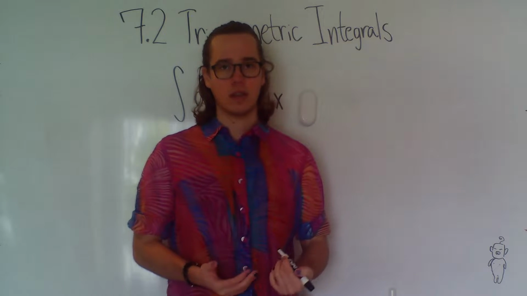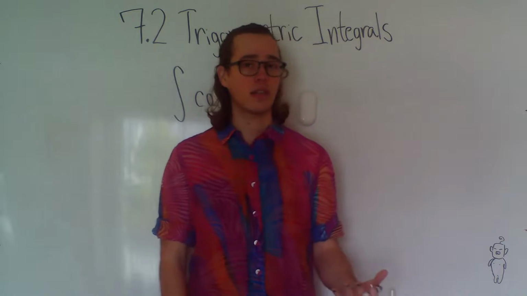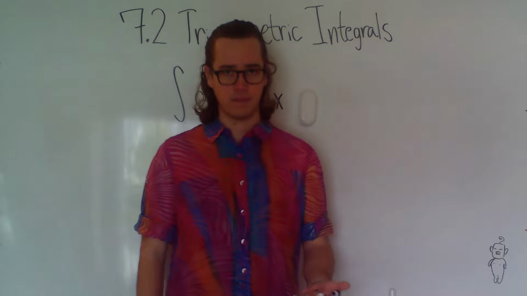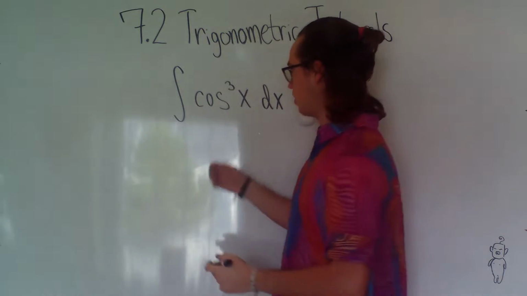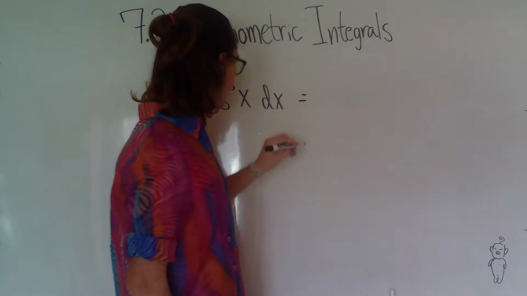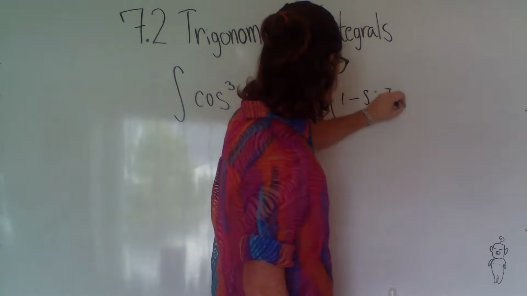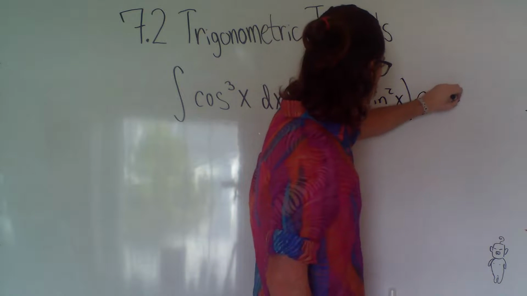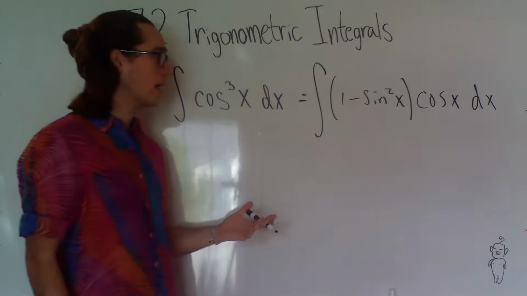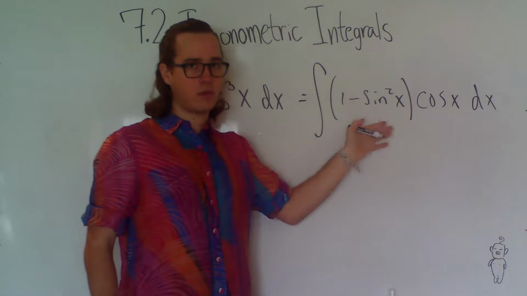But we do know one thing. We know that sine squared plus cosine squared equals 1. And that's the same thing as saying 1 minus cosine squared is equal to sine squared. So, what can we do? Well, we can rewrite this integral of cosine cubed x dx as the integral of 1 minus sine squared x times cosine x dx. And then we see, oh wait, we know how to do this one.